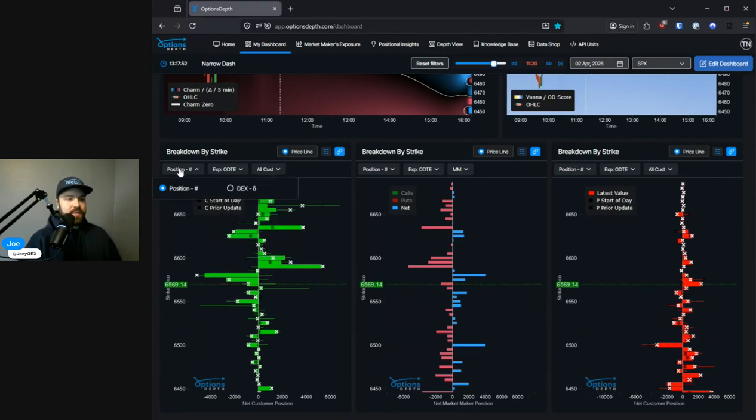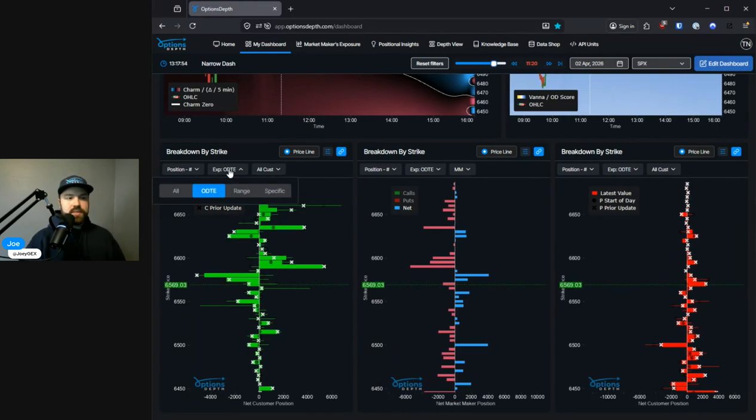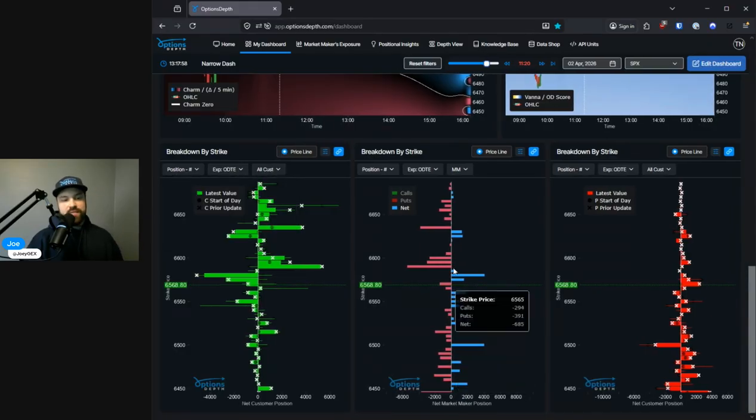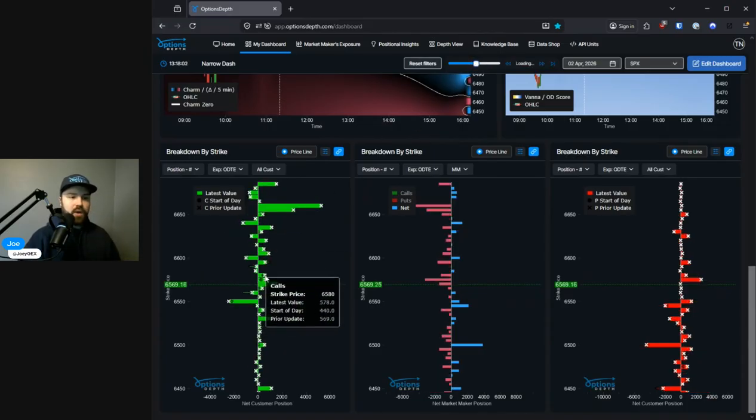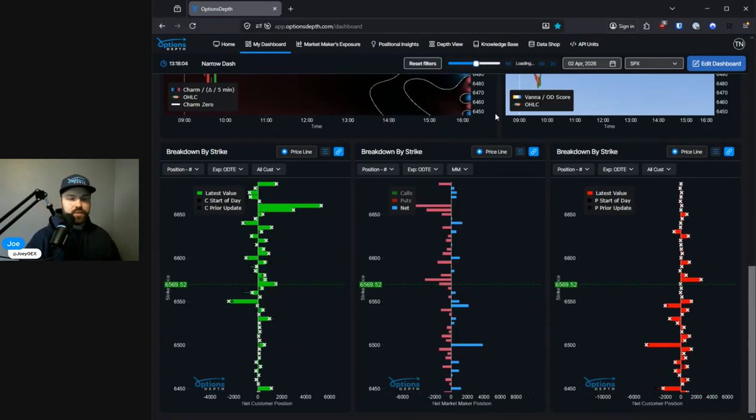So I have this set to position number, 0 DTE expiration, customers. And remember, market makers will be the inverse, which is why I have this here. If I go back to early on in the day, I want to point out a couple things that happen on why I look at it this way myself. Okay. So let me go forward a little bit. Let me get to the open here.